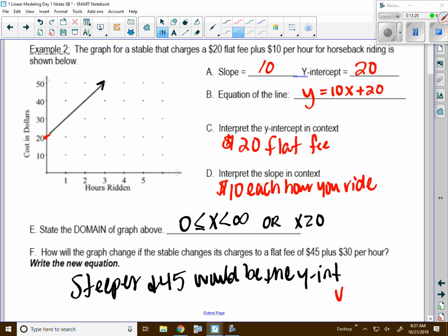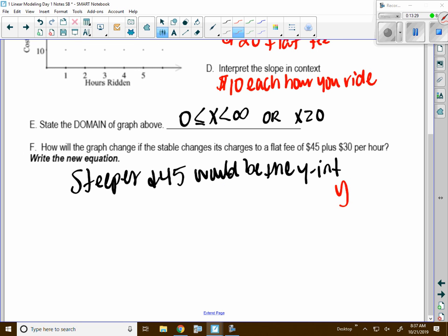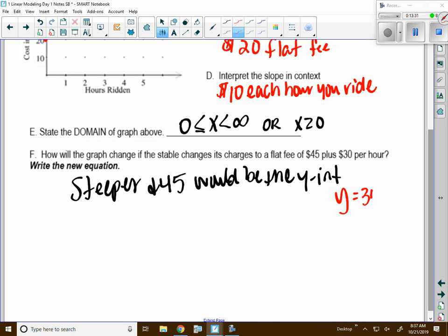All right, if we write that equation, what's our new slope? 30. Yep. And the flat fee would be 45. Okay, what questions do you have? Hanging in there? Yeah, okay.